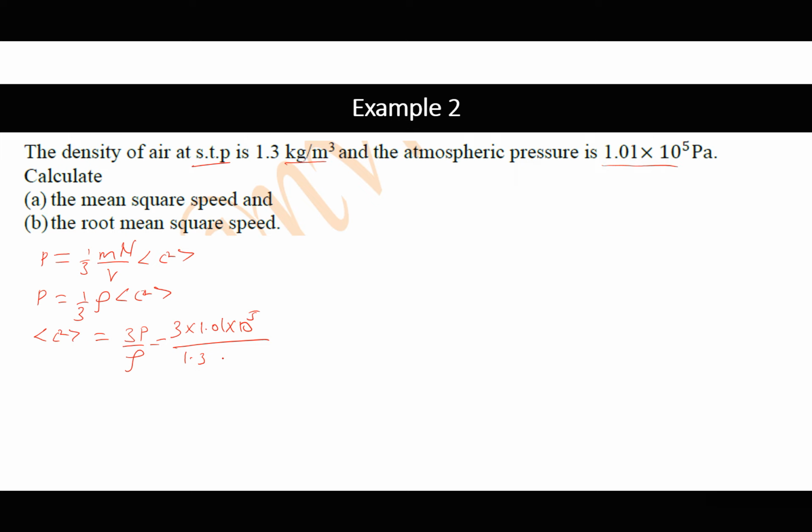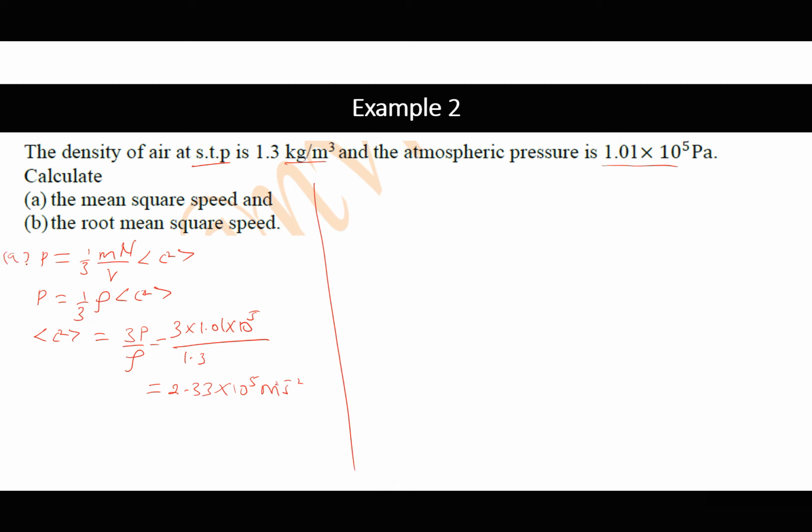I press my calculator: 3 times 1.01 exponent 5 divided by 1.3. So this is giving me the mean square speed as 2.33 times 10 power 5 meters squared per second squared. That's part A.